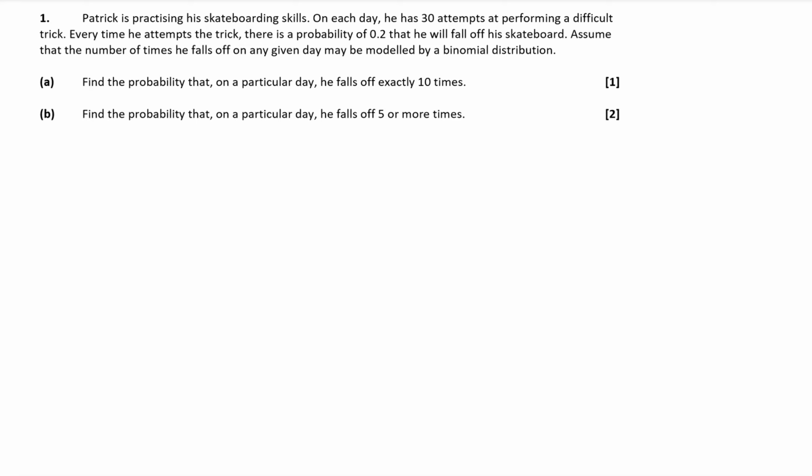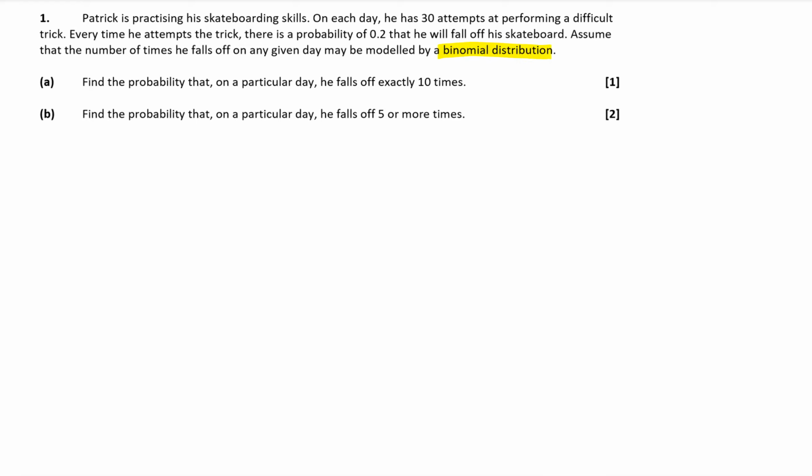Question 1. Patrick is practicing his skateboard skills. On each day he has 30 attempts at performing a difficult trick. Each time he attempts the trick, there is a probability of 0.2 that he will fall off his skateboard. Assume that the number of times he falls off on any given day may be modelled by binomial distribution.